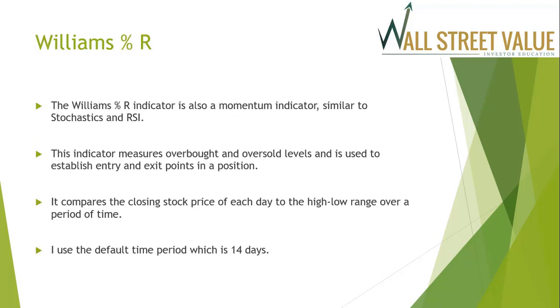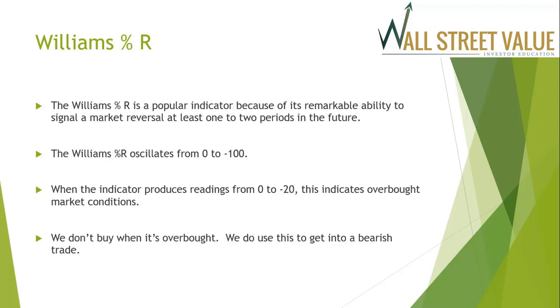The Williams %R indicator is also a momentum indicator, similar to stochastics and relative strength index. This indicator measures overbought and oversold levels and is used to establish entry and exit points in a position. It compares the closing stock price of each day to the high-low range over a period of time. Now, I use the default time period here, which is also 14 days.